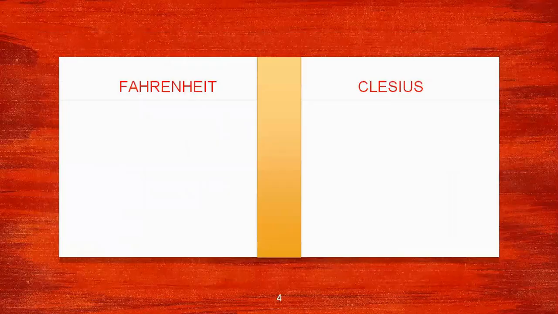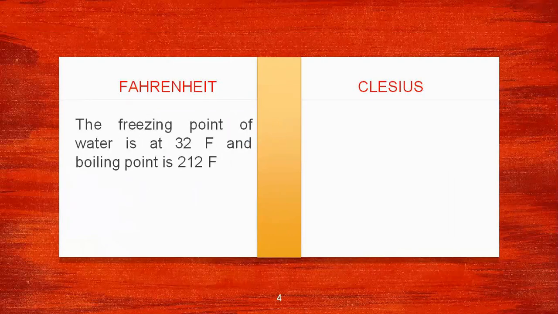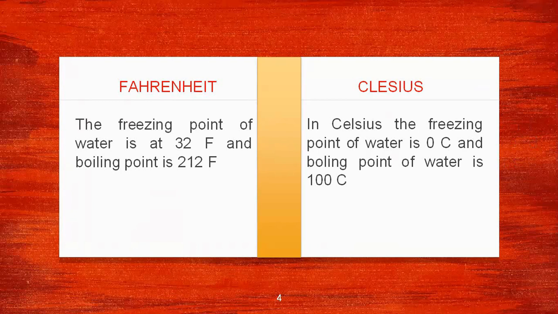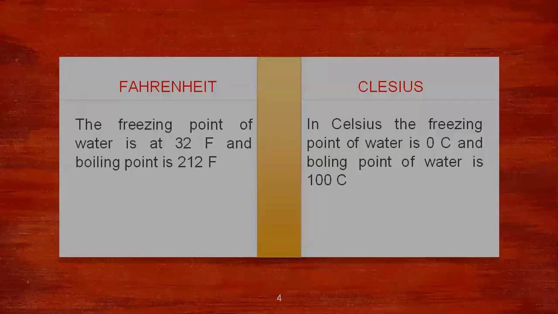Now let us read more about Fahrenheit. The freezing point in Fahrenheit is 32 degree Fahrenheit and the boiling point is 212 degree Fahrenheit. Whereas in degrees Celsius, the freezing point of water is 0 degrees Celsius and the boiling point of water is 100 degrees Celsius. In India, we use the degrees Celsius.